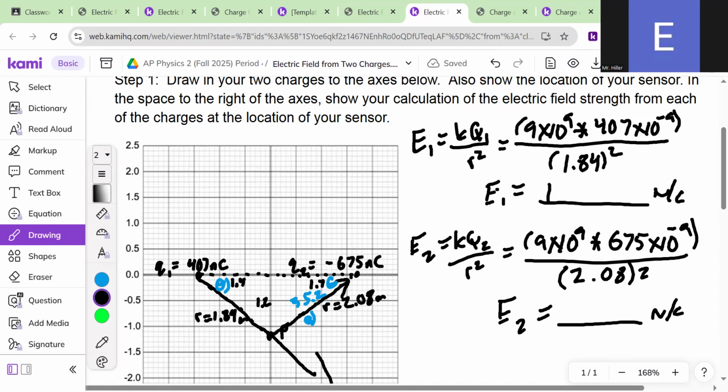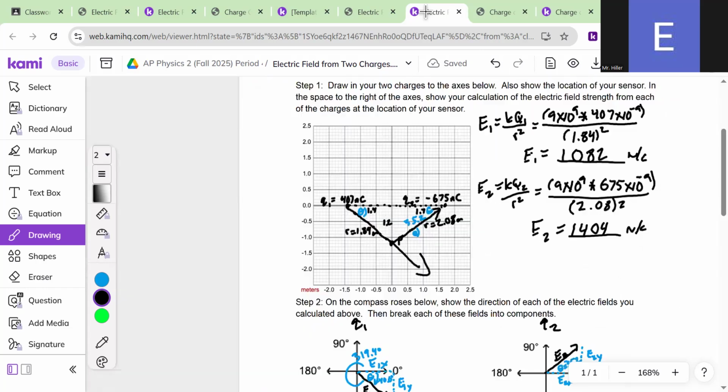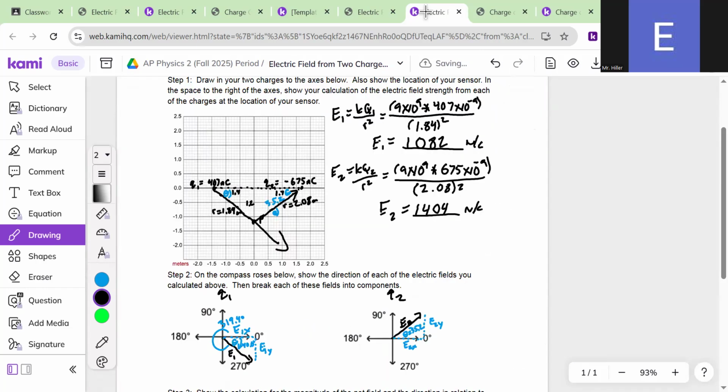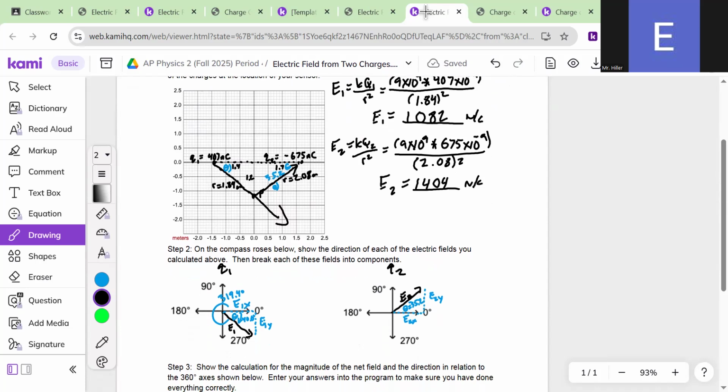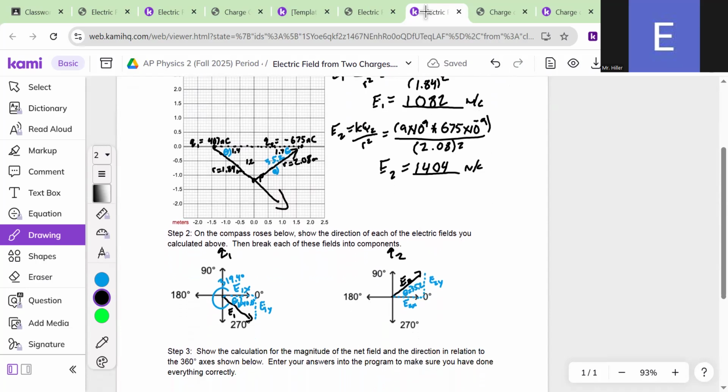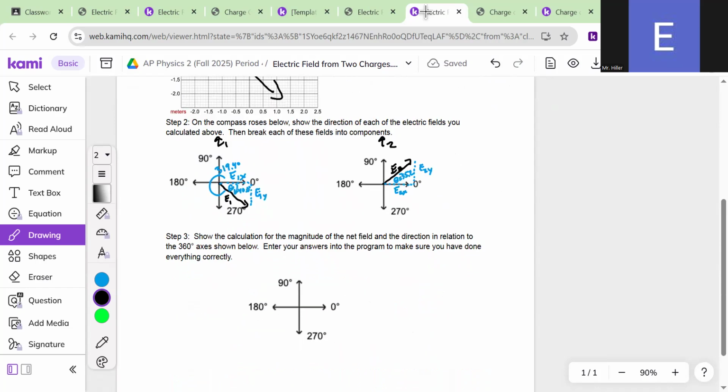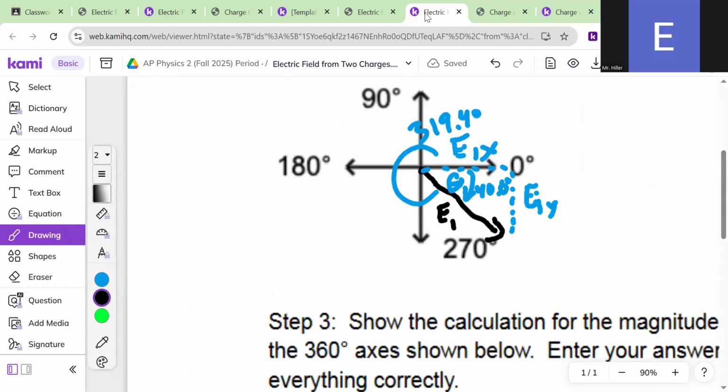So for E1, I'm getting about 1,082. For E2, I'm getting about 1404, roughly. Okay, so now I need to find the components for these. And then from there, I can find the overall net field passing through point P. So we're going to find E1x and E1y.